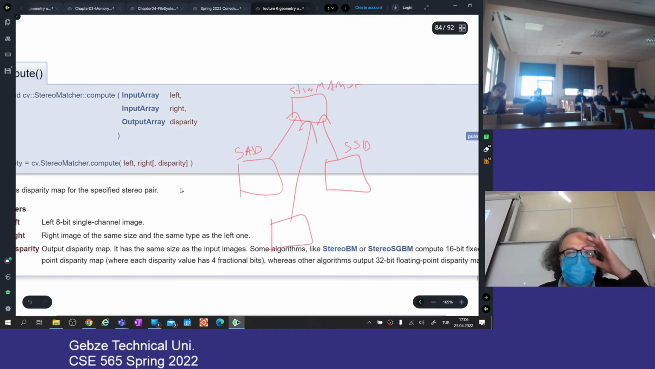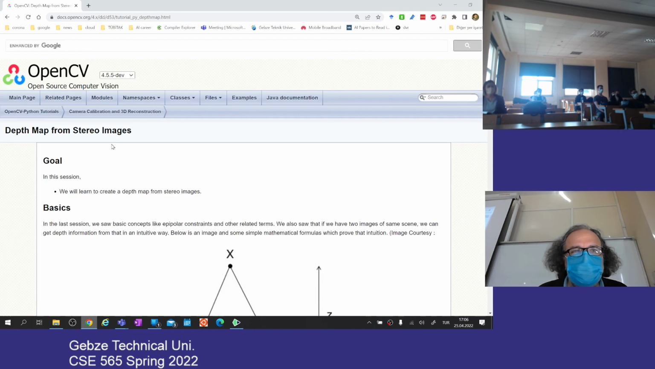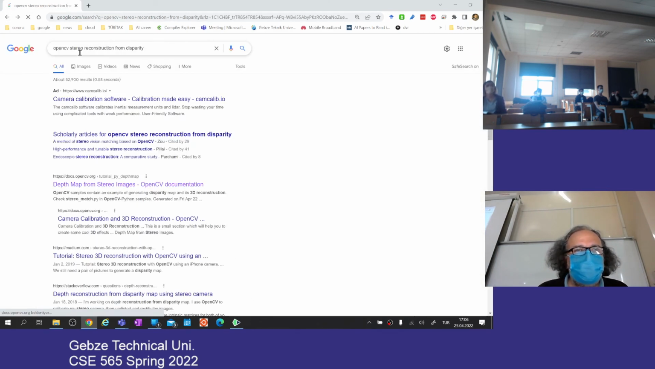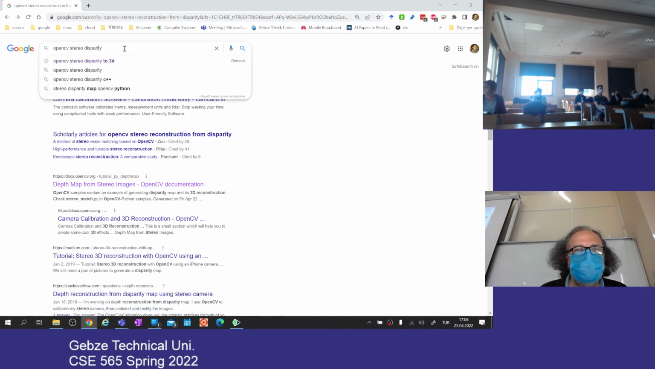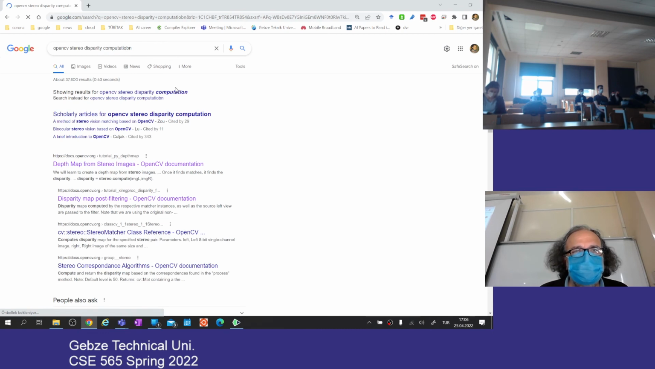Let me see, can I click on it? How come I can't? Okay, I will write it here. OpenCV stereo disparity computation. Yeah, that one, from stereo images. Am I getting the same thing?